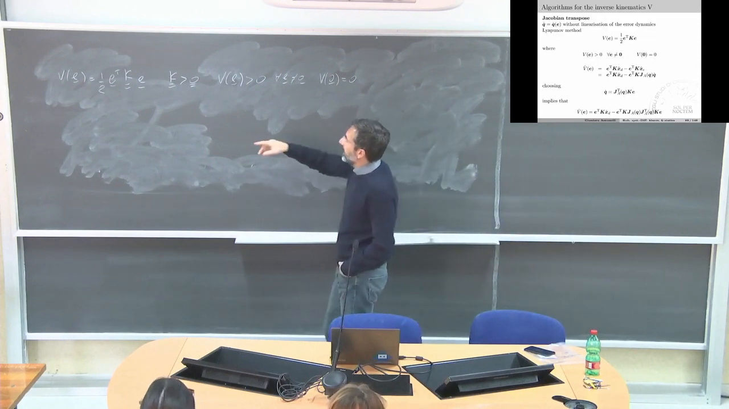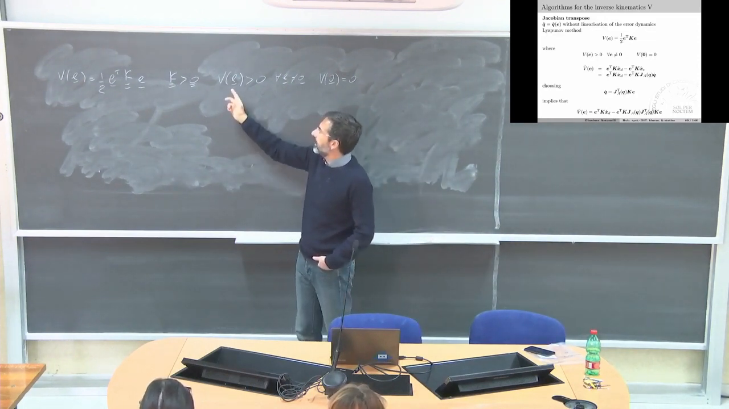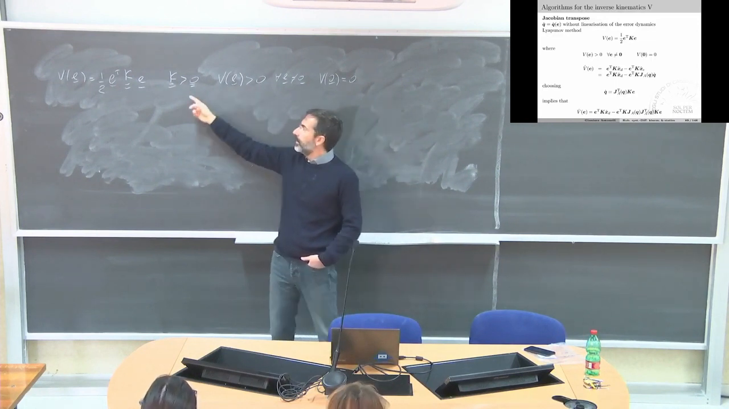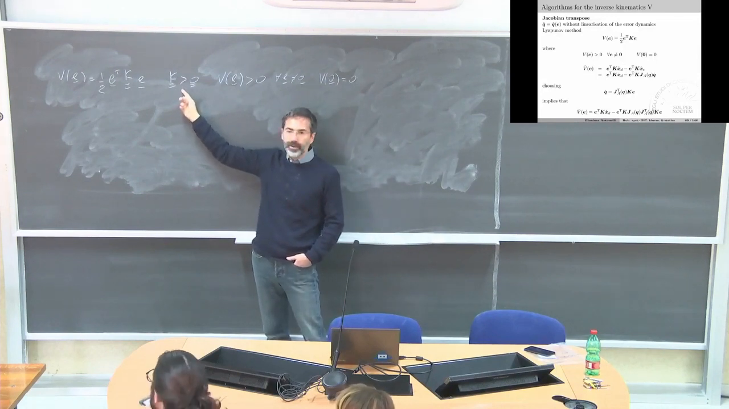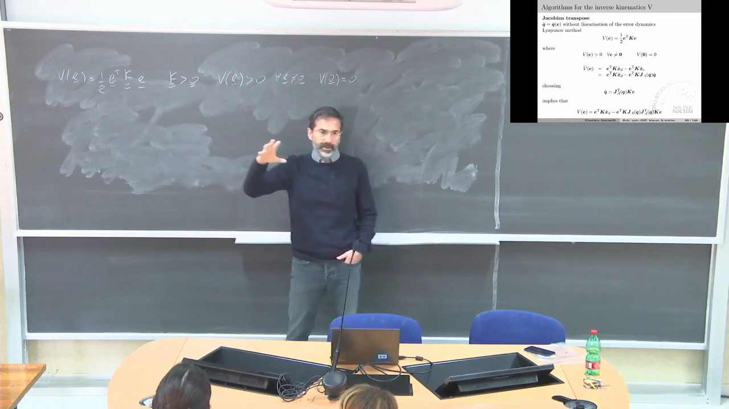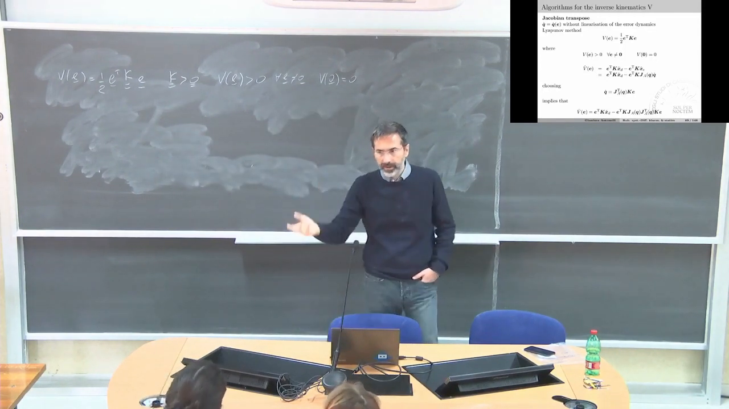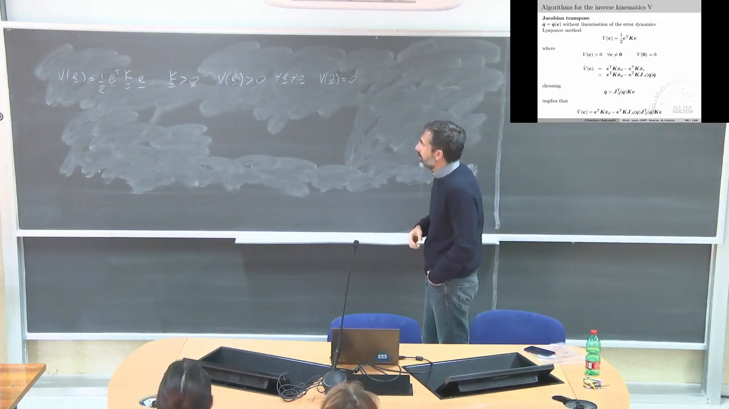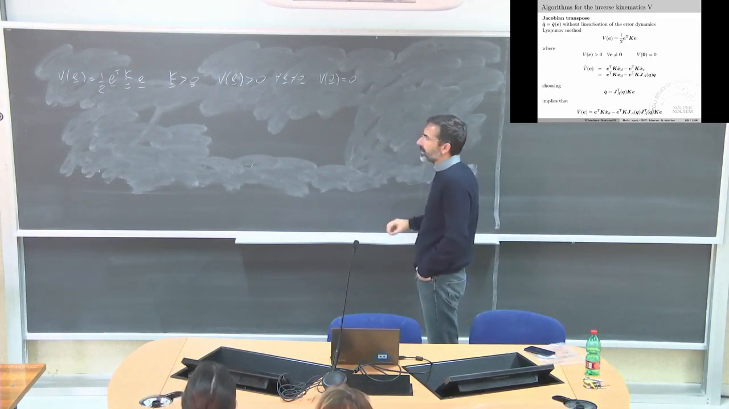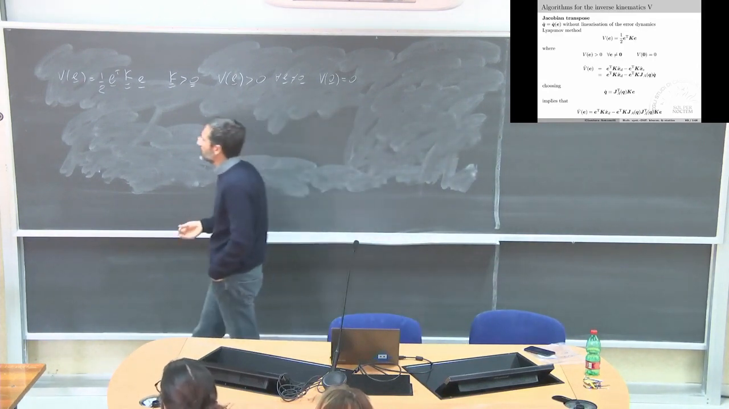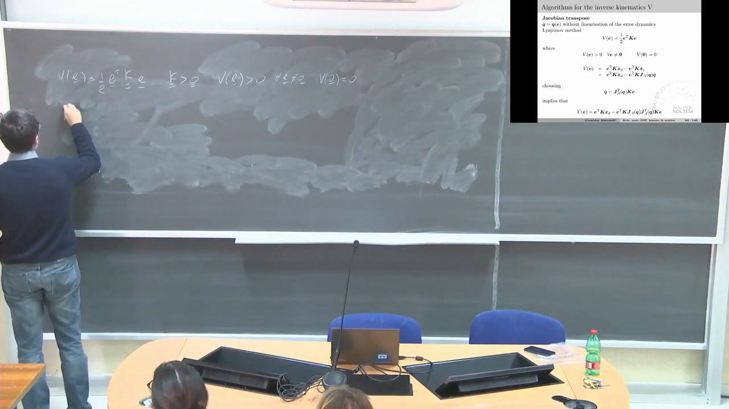Just pay attention, V is a scalar, so this is V as a function of the vector e, larger than zero, while here I cannot say larger than zero. K is positive definite. Okay, do not forget the difference between scalars and matrices. Well, what is the time derivative of the candidate Lyapunov function? We need to compute it.